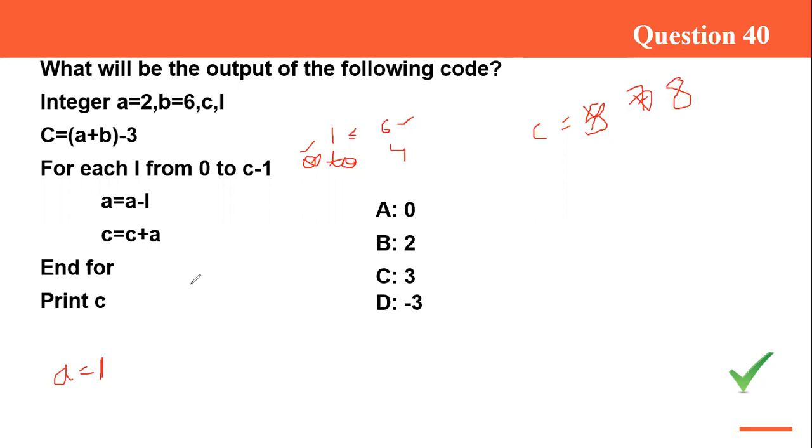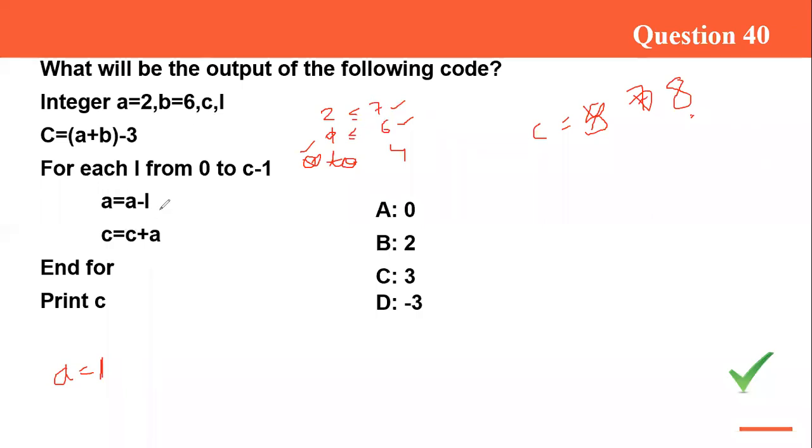Cool. Next, again goes back. I value was 1. I value will become 2. 2 less than or equal to C minus 1. Current C value is 8. 8 minus 1 is 7. So 2 less than or equal to 7. Is it true? Yes. Enters inside.